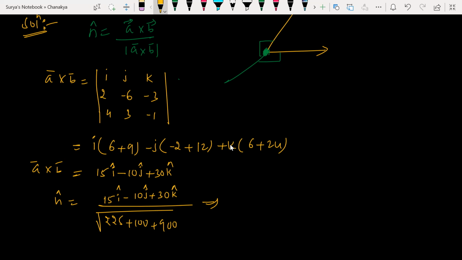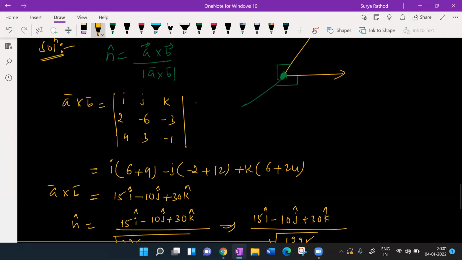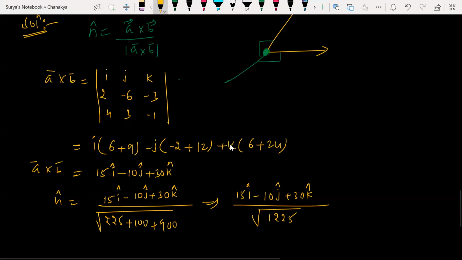Okay. So this is what happens here. If I just divide this, what happens? 15 i cap minus 10 j cap plus 30 k cap upon square root of 1225. 1225 is going to be my answer. Hope it is clear. Any doubts?